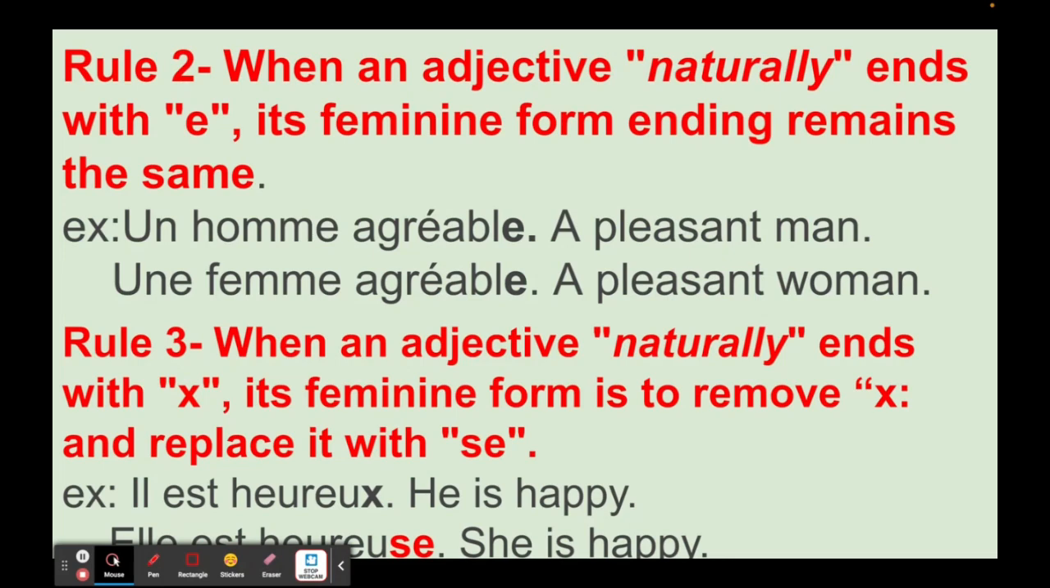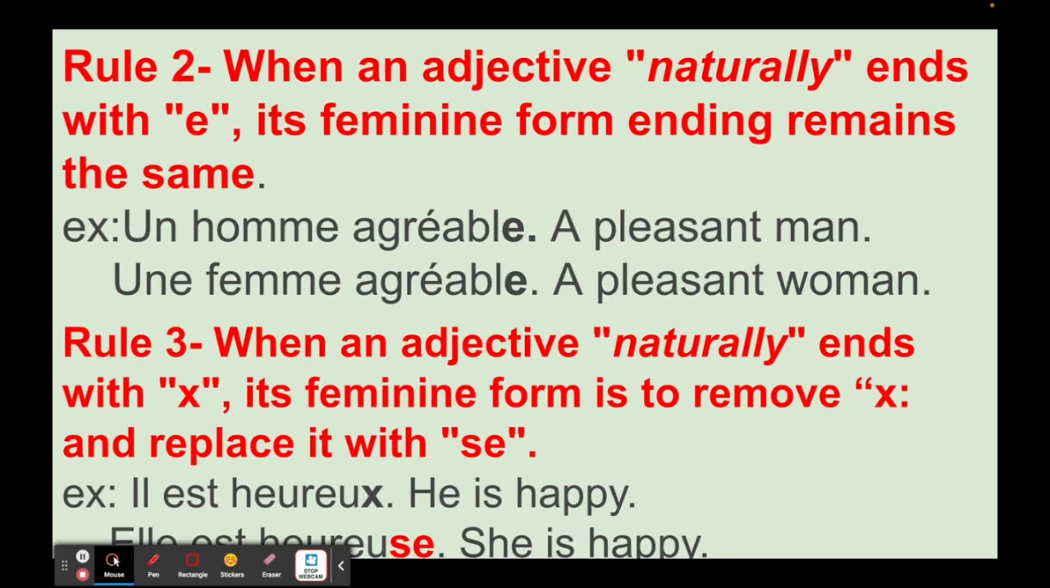And then if I want to switch it to the feminine, une femme agréable. So same thing, we didn't change it. Okay, so far we have two rules. First one, we add an e to most adjectives to change them to the feminine form. Rule number two, no change at all. If the adjective ends with an e, for feminine we keep it as it is.